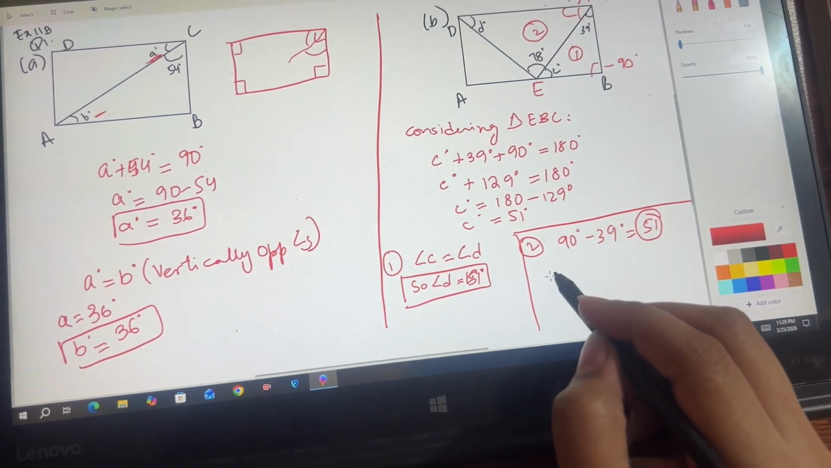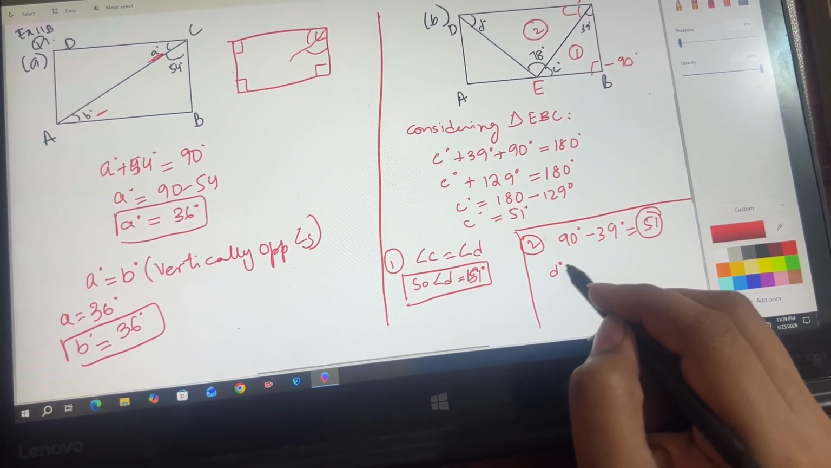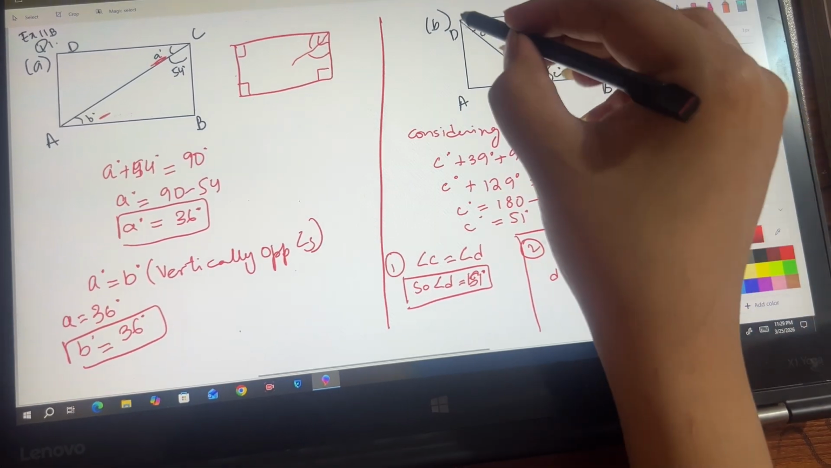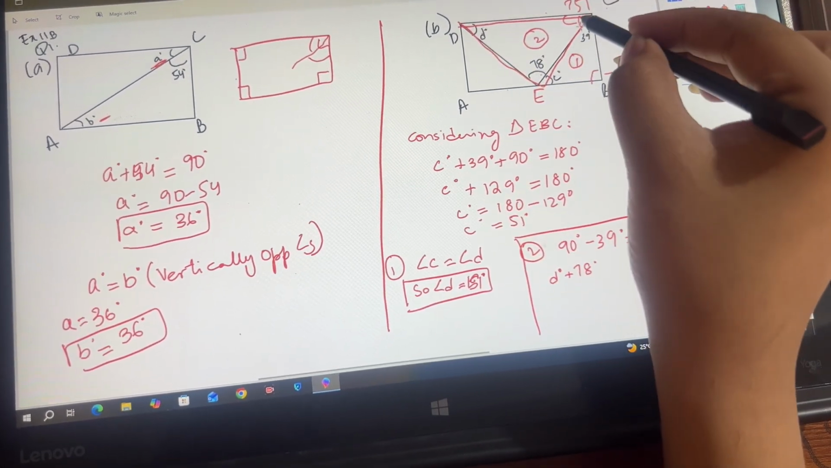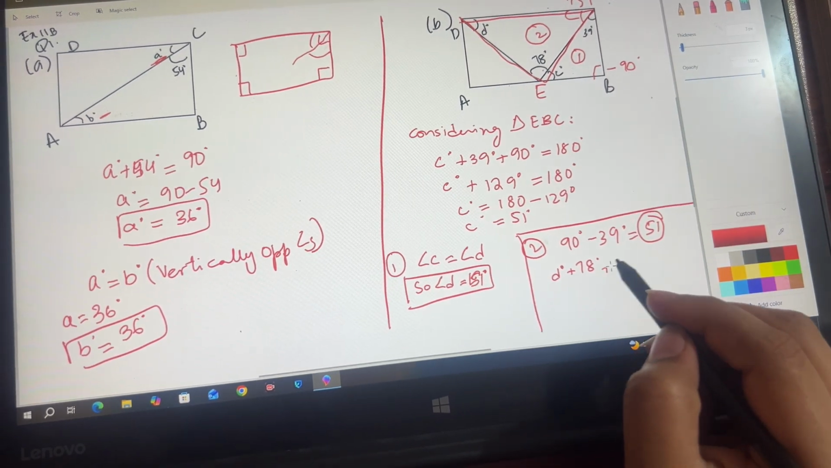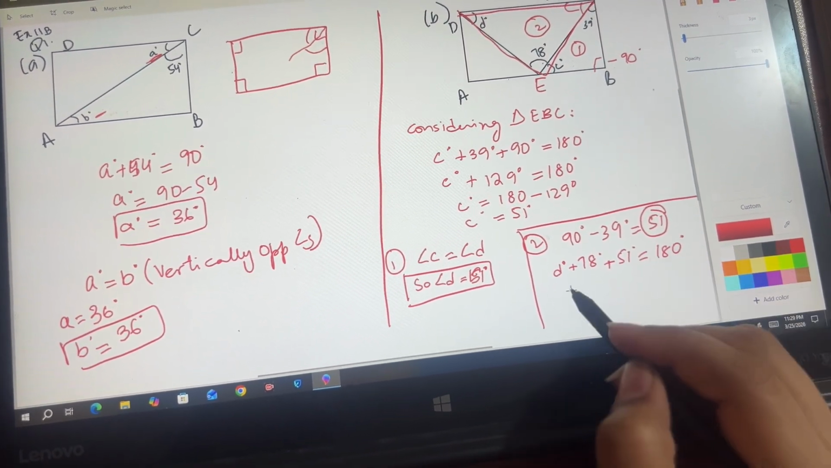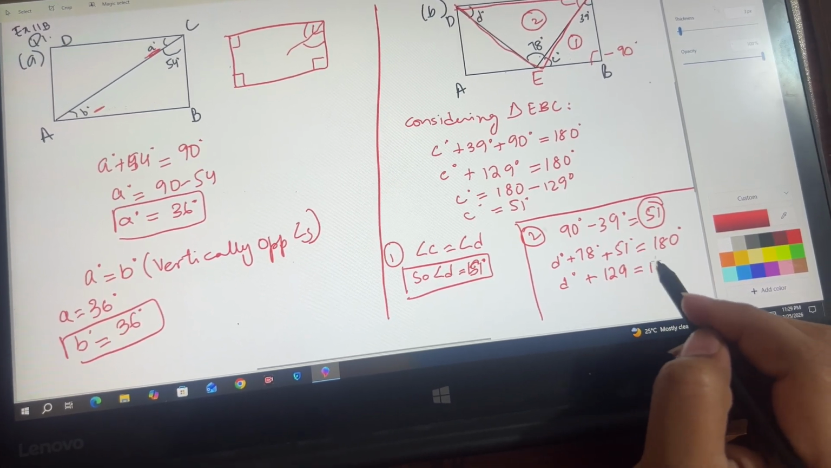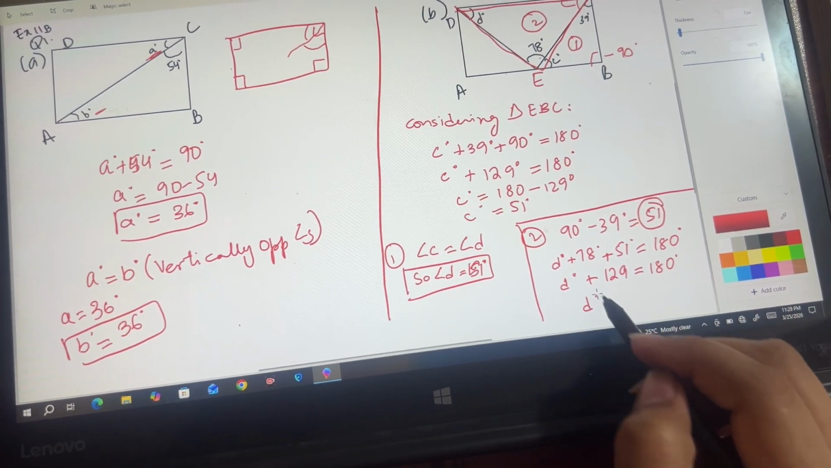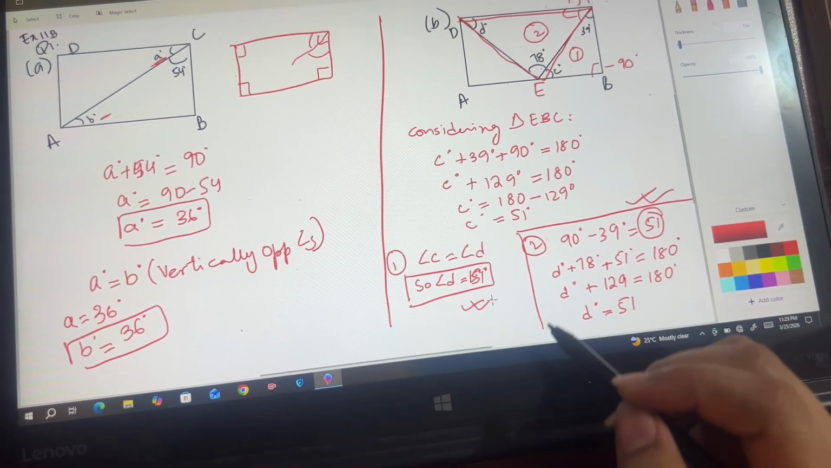So I can write from the triangle, considering triangle 2, which is this triangle, D plus 78, plus this angle which we have found out right now, 51, equals to 180. So D plus 129 equals to 180. So the answer will be 51 again. So this is also correct and this is also correct.